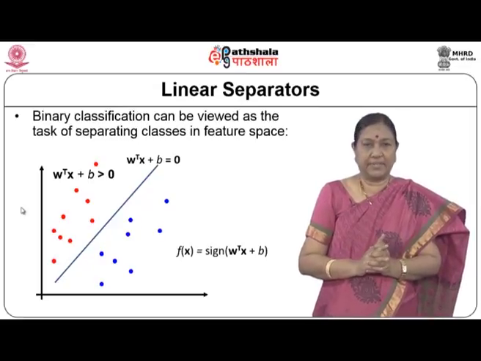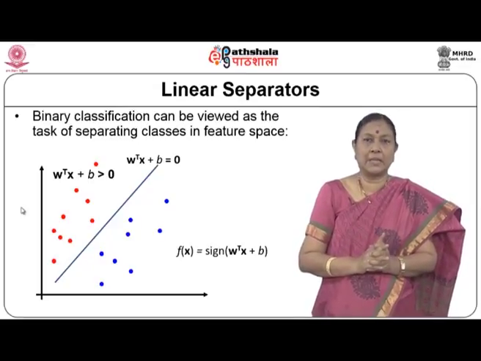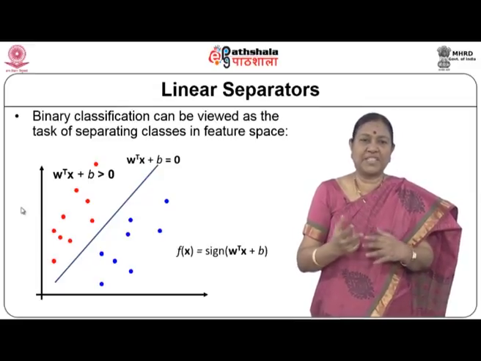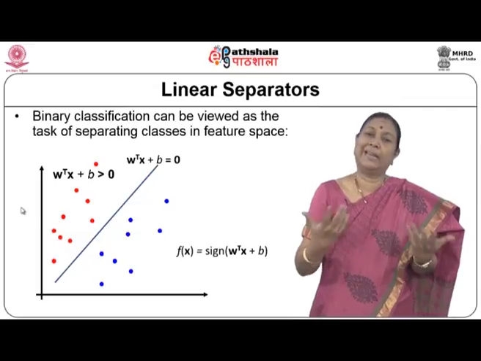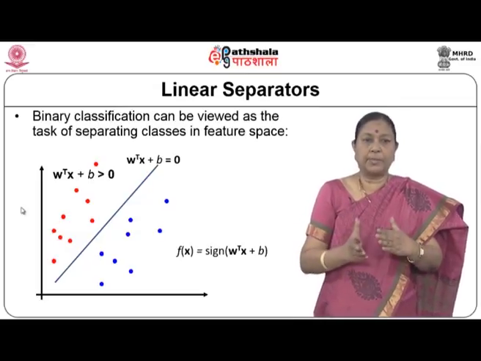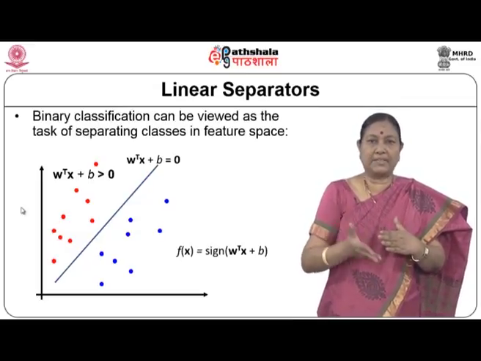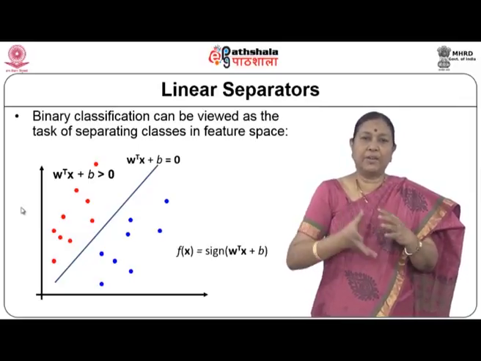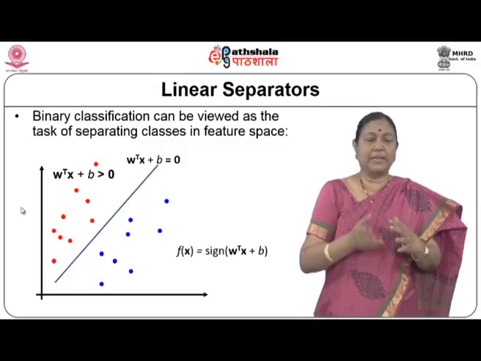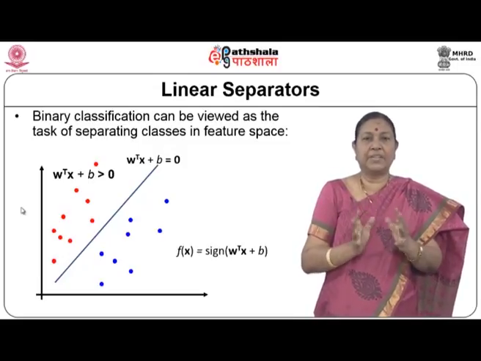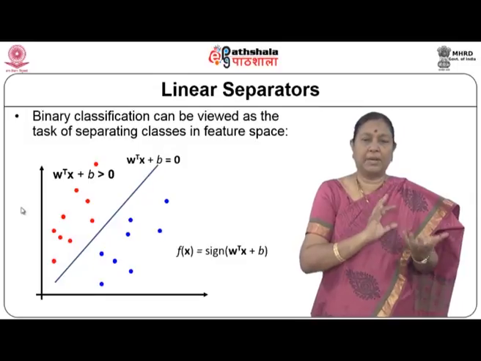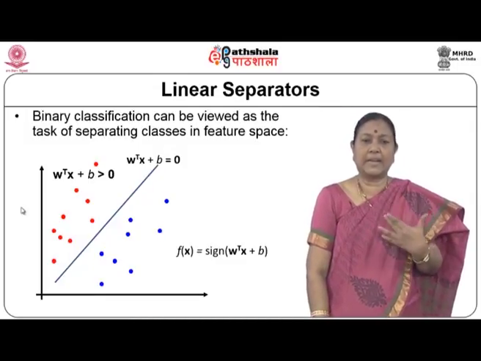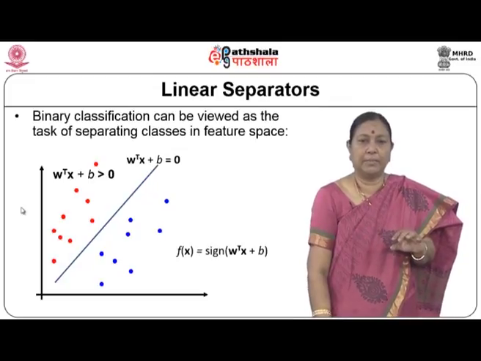So, binary classification can be viewed as a task of separating classes in feature space. Now, if it is a 2 dimensional feature space, it is very trivial. We are talking about an n dimensional feature space. That is why we talk about the task of classification as separating the classes in a feature space, and there you have a plane. If it is 2 dimensional, you have a line; you have a plane separating the feature space into 2, one belonging to one class and the other belonging to the other class, depending upon the sign of the function of x. We will go into a little more detail on this.